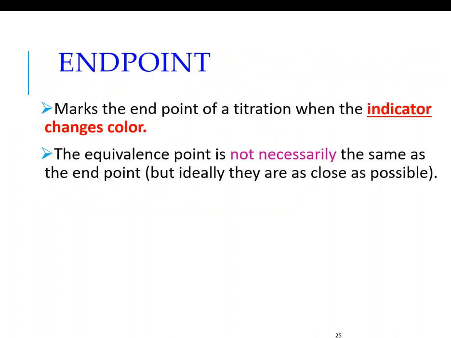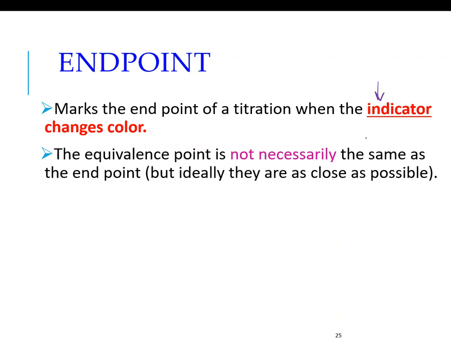The endpoint is slightly different. Of course, we want our endpoint to be the same as our equivalence point, but that's not necessarily always the case. It marks the end of the titration when the indicator changes color. The indicator is an added compound that changes color at certain pHs. We'll go over that in just a second. But you pick an indicator that's going to change colors around your equivalence point, so that it's really close and you know when to stop your titration. You mark when it changed color, because that would be your equivalence point, and that's where you want to use your calculations from. So it's not necessarily exactly the same, but it's when the indicator changes color.